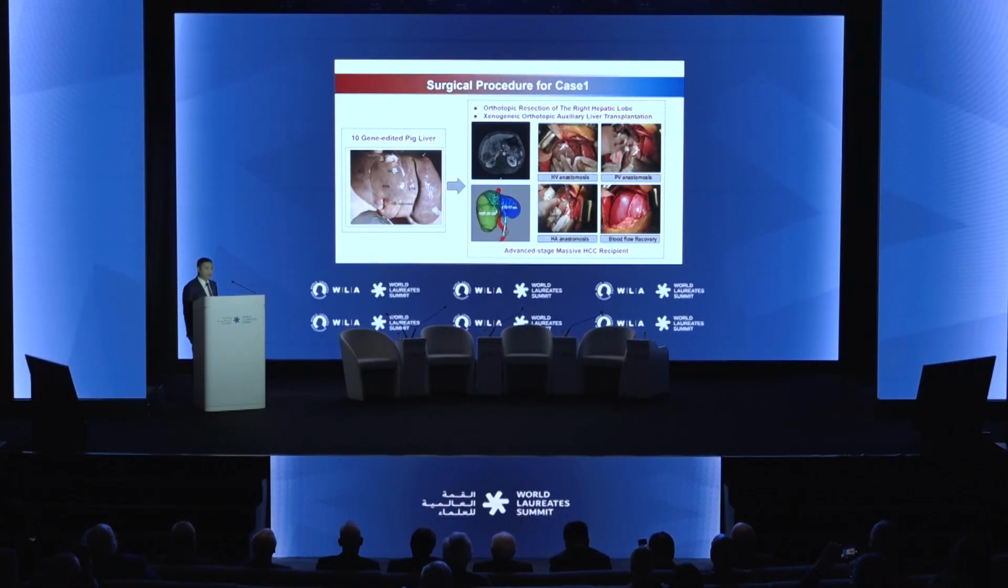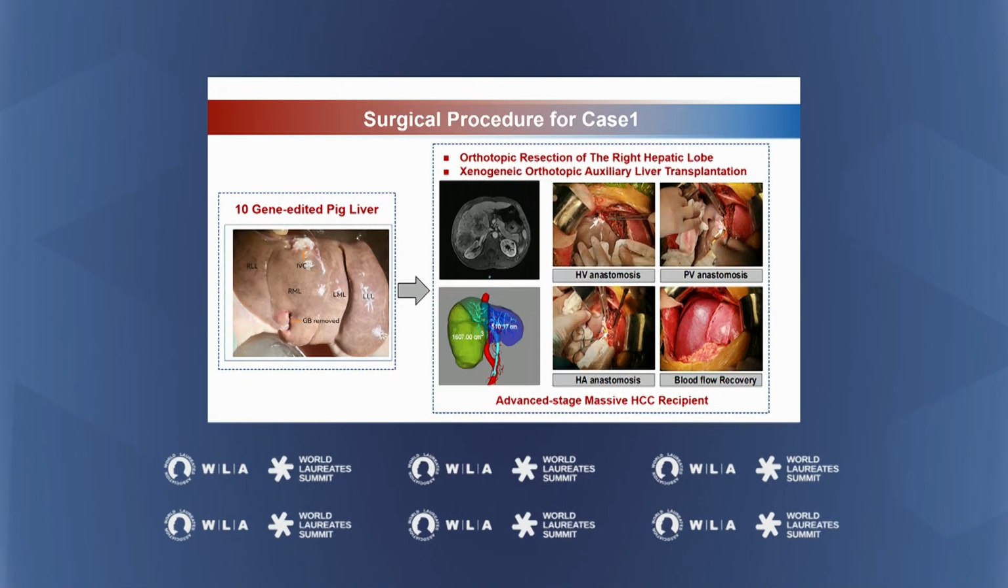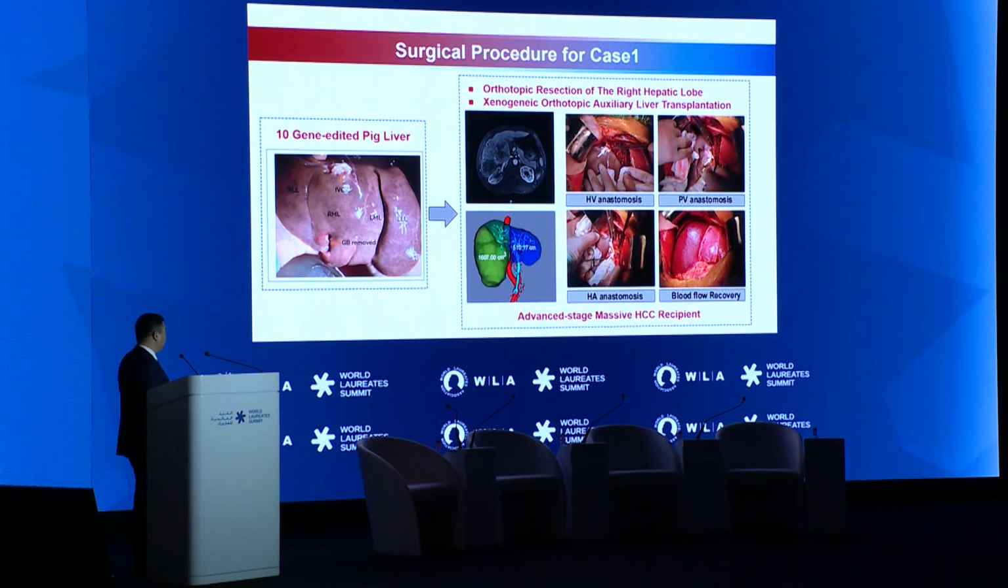In our center, we performed the first case of liver xenotransplantation in a living patient. This is an HCC patient whose left lobe was too small to support life, and although we gave TACE and targeted therapy, the tumor did not shrink and instead ruptured in situ. Based on the compassionate use principle, we performed this surgery: we resected the right lobe of the liver and transplanted the pig liver as an auxiliary graft.